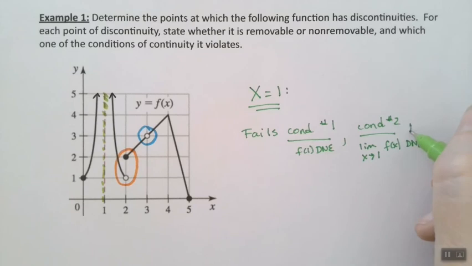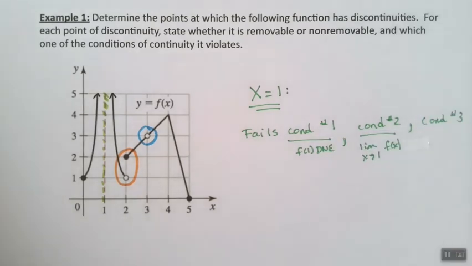And therefore, if it fails condition 1 and 2, then automatically it fails condition 3, because condition 3 is just saying that these two things have to be equal to each other, right? So these are both not equal to each other. Matter of fact, you can say, if you want to be a little bit fancier about it, the limit as x approaches 1 is infinity, but infinity is just a special kind of does not exist. All right, so it's a discontinuity. It fails all 3 of those conditions.